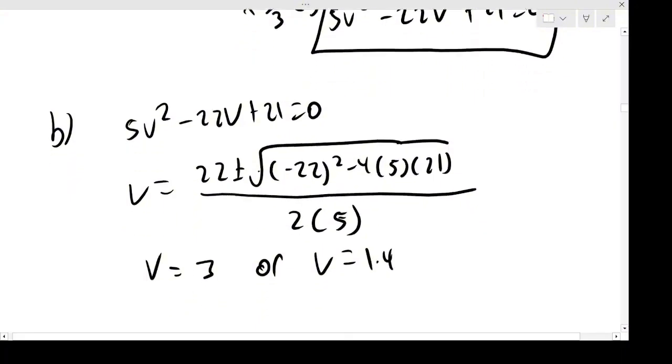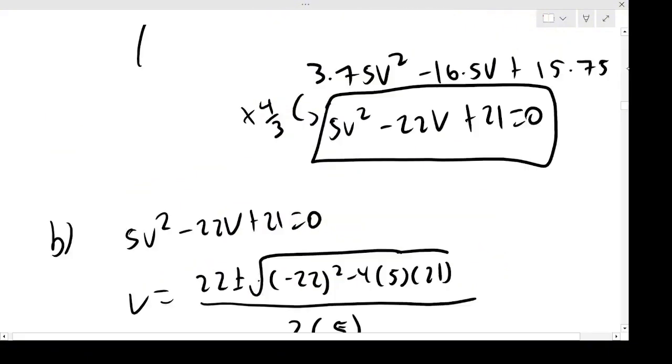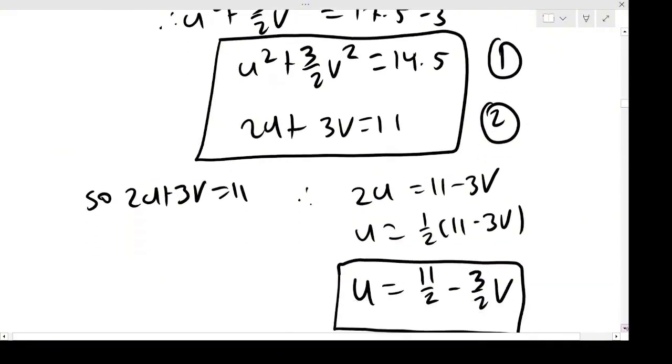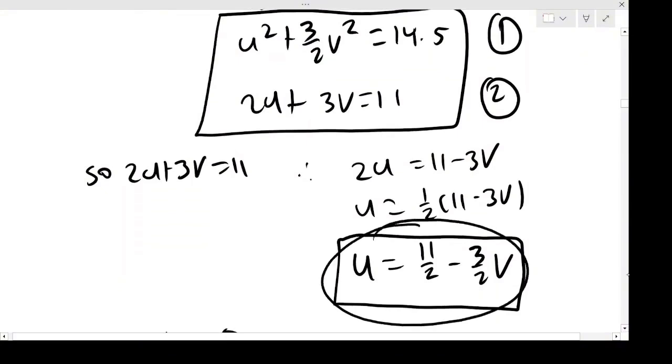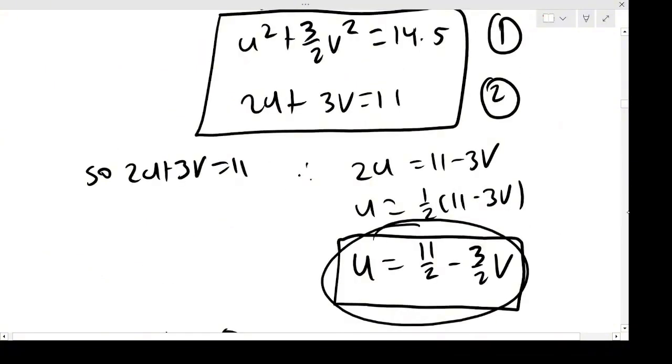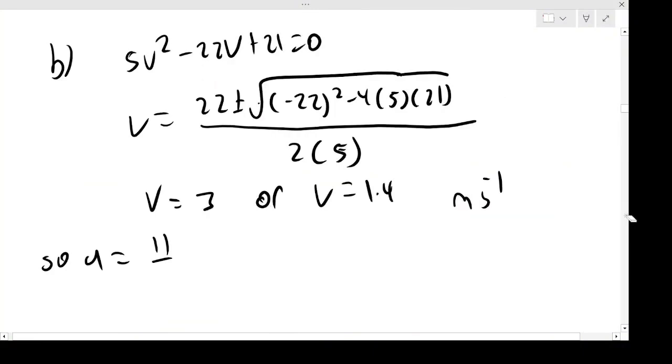Okay, now they're both plausible answers, really. Nothing out of the ordinary. They're both positive, they're both nice looking. So which one do we accept? Well, we can't tell just yet. Let's have a look at u. Okay, let's solve for u now. So remember, u was this expression here. So now u is going to be 11 over 2 minus 3 over 2v. Sorry, okay?